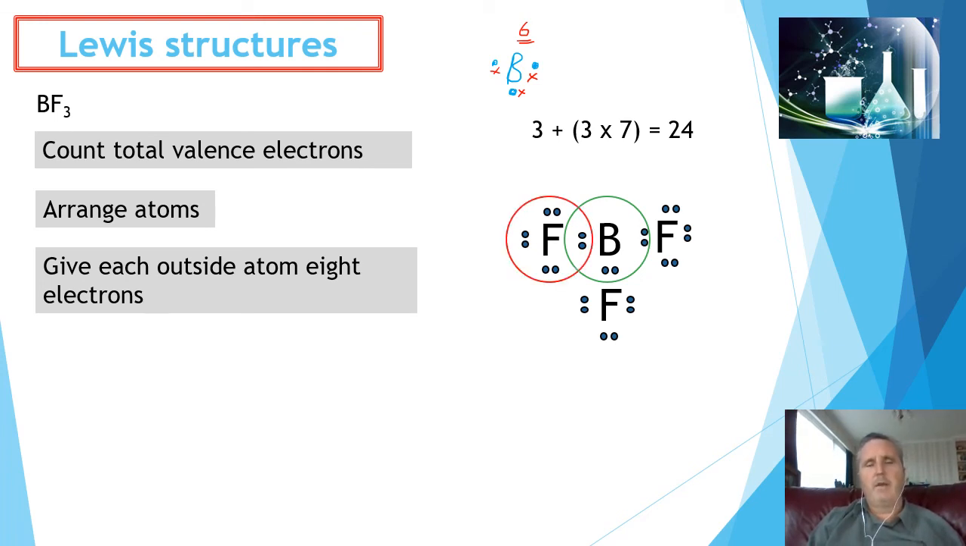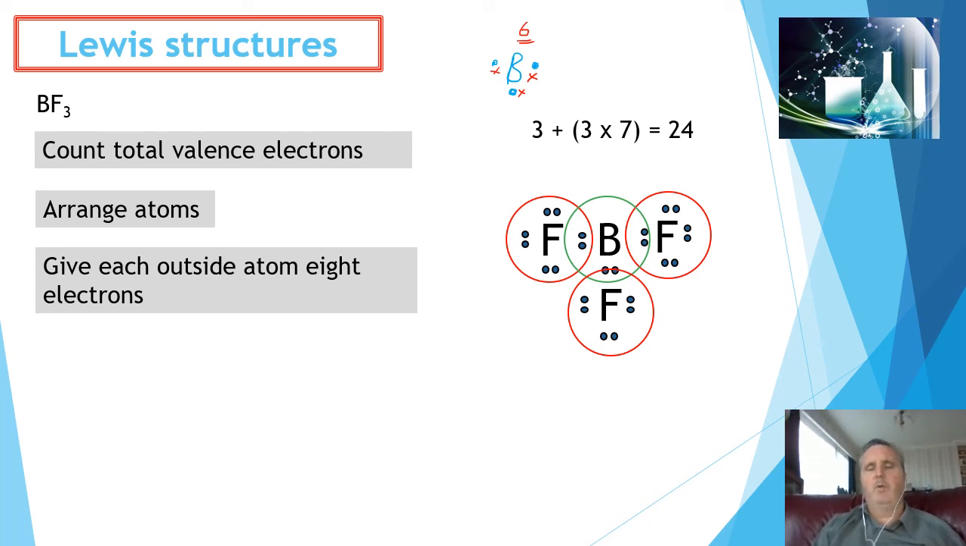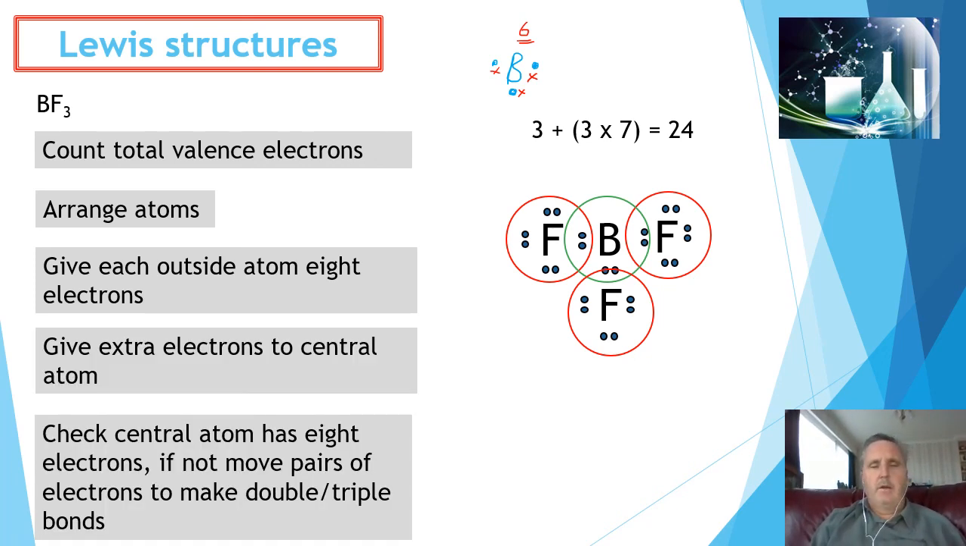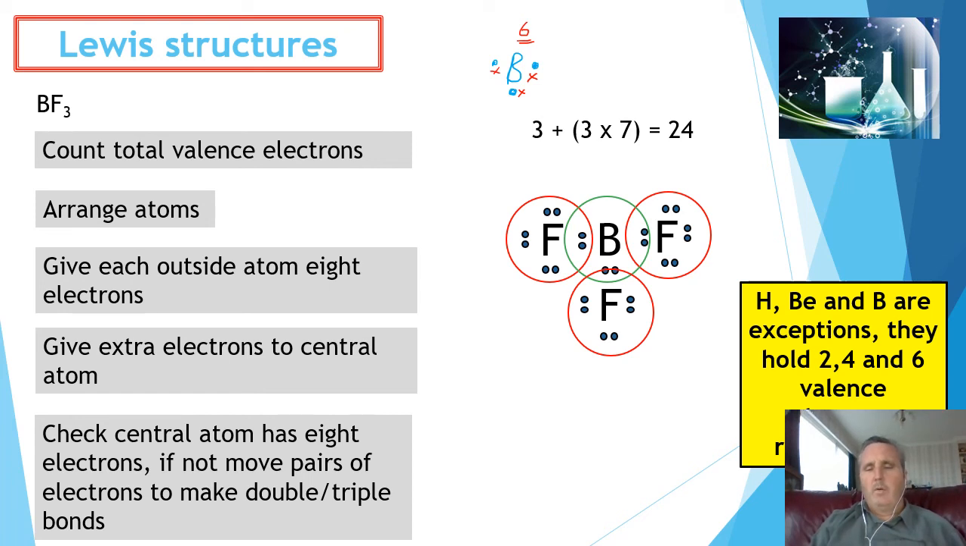Once we've done that, let's check to see that we've got the correct allotment for each of our atoms. So fluorine, check that one on the left here. Yep, it's got 8. The one on the right, 8. The one on the bottom, 8. And if we look at the green circle in the middle, boron has 6. Now it doesn't have 8, but boron doesn't need 8. Boron is an exception. Boron only needs 6. So now our molecule is satisfied. We don't have to move any extra electrons and make any double bonds. This is one of the exceptions.